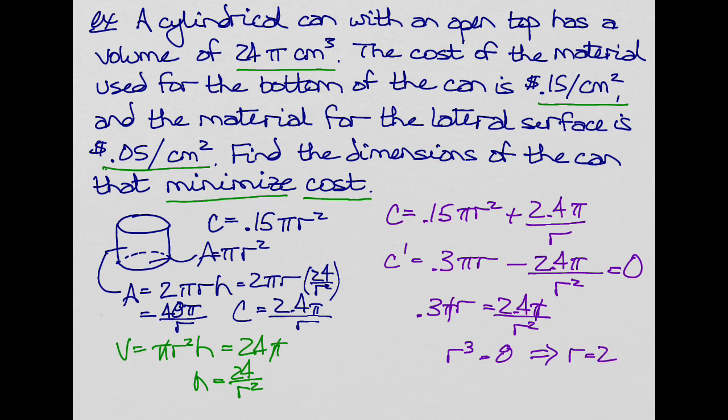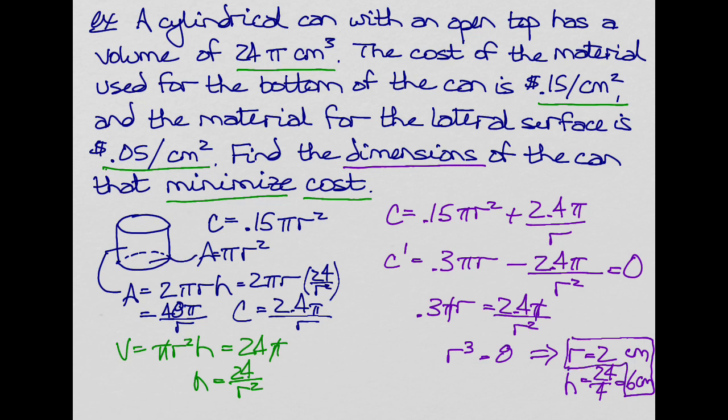Let's see, the question was, find the dimensions of the can. So I got r. If I know r, I can find h. H is 24 over r squared, which is 6. And we have the dimensions of the can.